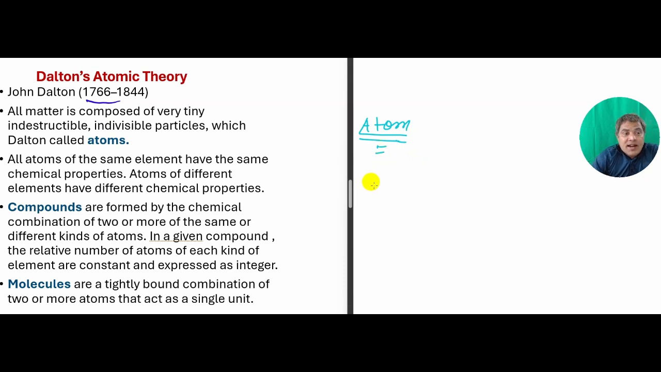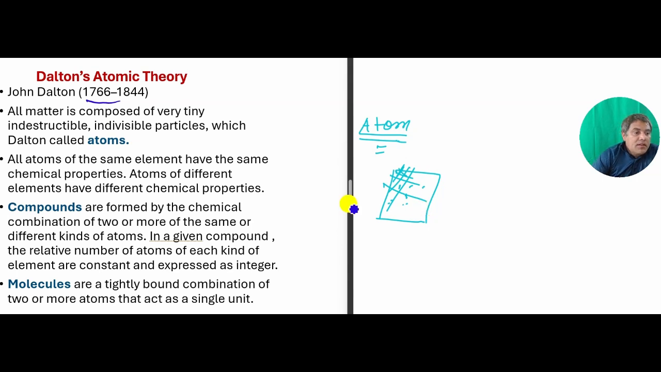What he says is that all matter, for example, if this is a matter, is composed of very tiny, indestructible, you cannot destroy them, indivisible, you cannot further divide them. For example, you can cut in half, and cut that half, then cut half again, right? You can cut the matter, but the atom is the smallest unit, further you cannot divide that. And that is said to be the atom. That name was given by Dalton as atom.